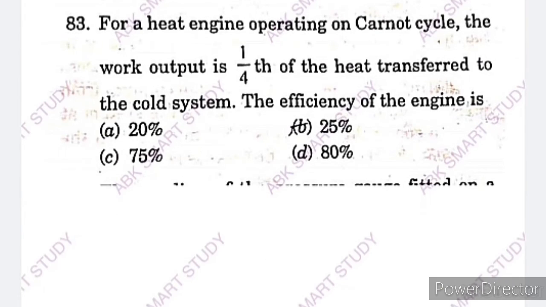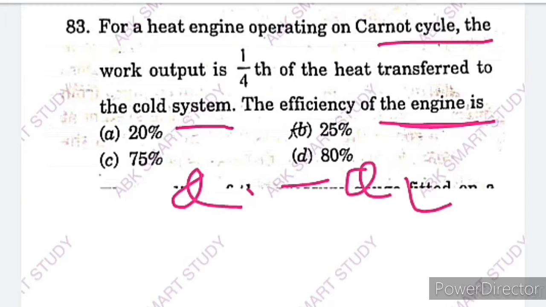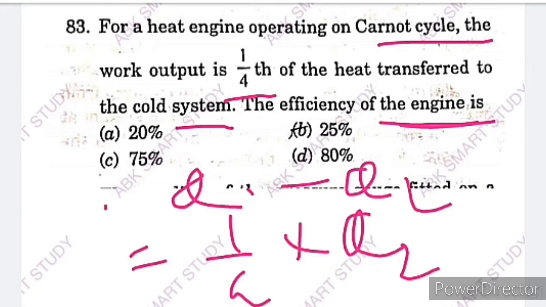Next question. For a heat engine operating on Carnot cycle, the work output is 1/4 of the heat transfer to the cold system. Then the efficiency of the heat engine is. So for the given relation, we know the work output of the Carnot engine is equal to Q1 minus Q2. Then Q1 minus Q2 is given as 1/4 of the heat transfer to the cold system. That is, Q1 minus Q2 is equal to 1/4 into Q2.